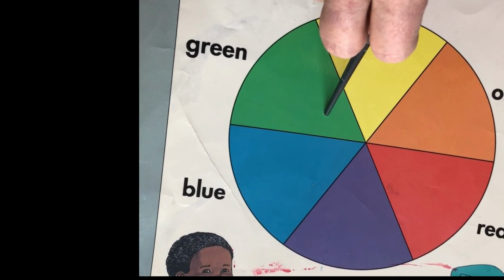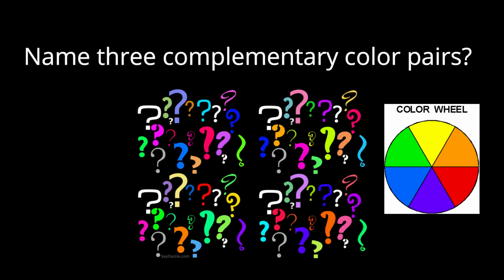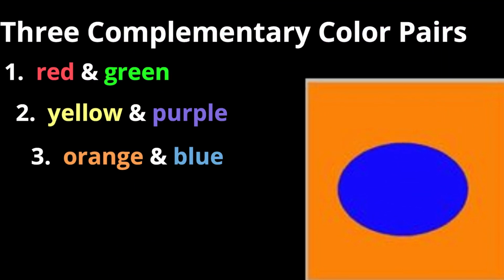I want to see if you can find each color's complement on this simplified color wheel. So just call out your answers. What is the complement of purple? That is correct. Yellow is the complement of purple, and we can find it because it is directly across from purple. What is the complement of orange? You got it. Blue. And you know that because blue is directly opposite from orange. So to recap, 3 complementary color pairs are red and green, yellow and purple, and orange and blue.